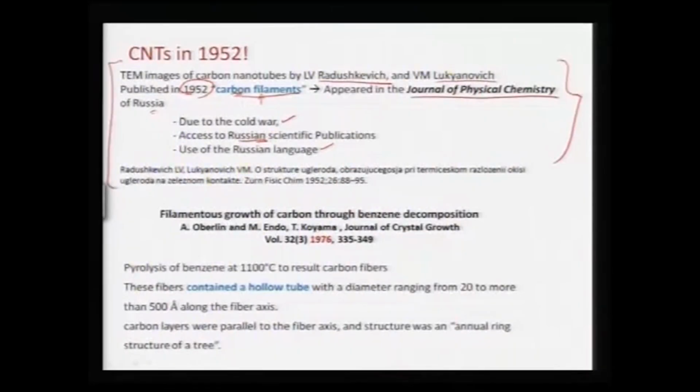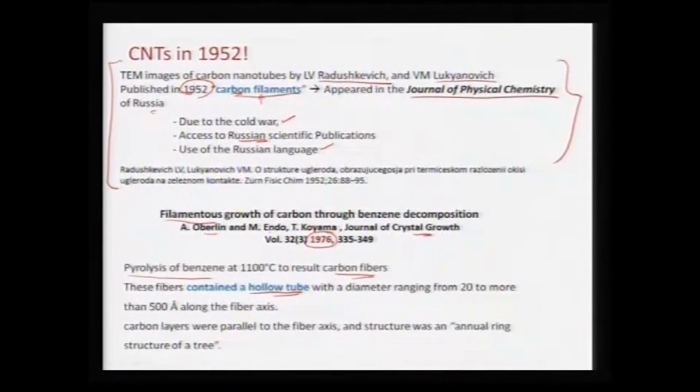So, that was the earliest finding of carbon nanotube. Even later on, the filamentous growth of carbon was again being mentioned by Oberlin, Endo and Koyama in the Journal of Crystal Growth as early as 1976, and they had told that they can form this filamentous carbon by pyrolysis of benzene. They were more worried about the carbon fibers, which also incidentally contained a hollow tube.